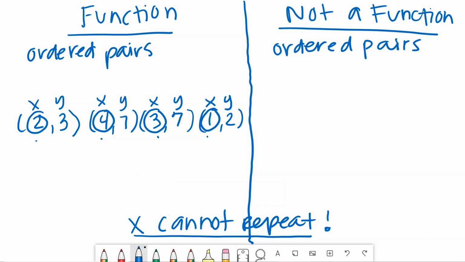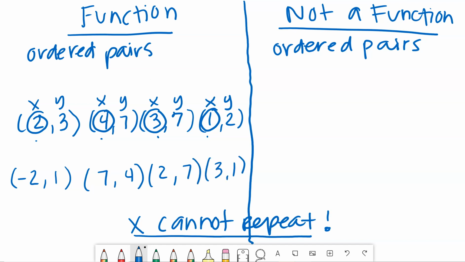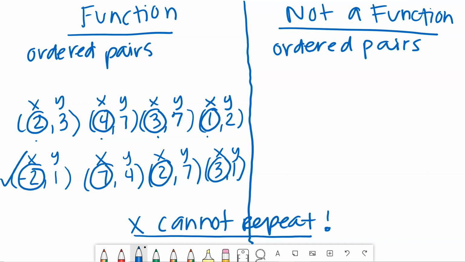Let me go ahead and write another one. We have (-2, 1), (7, 4), (2, 7), and (3, 1). Again, I will label the x and the y. Just look at all your x's. Are any of my x's being repeated? No, they are not. Now we do have a -2 and a +2, but a negative and a positive are not the same number. So none of my x's are repeating, so yes, this one is a function.